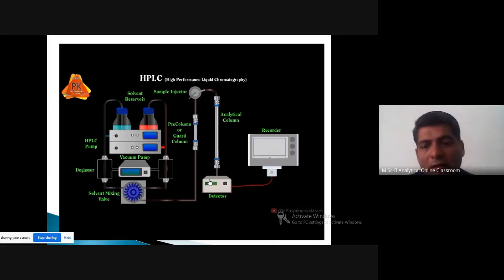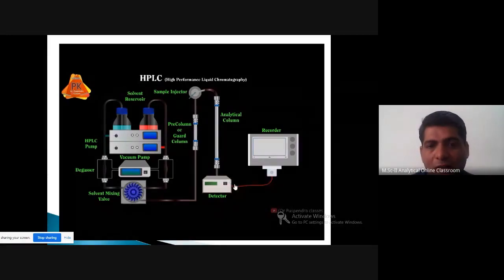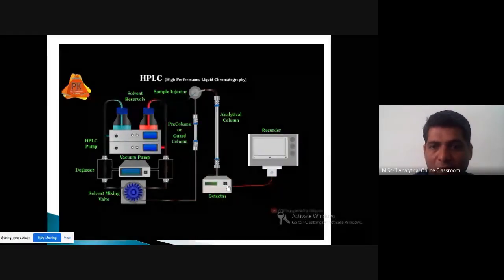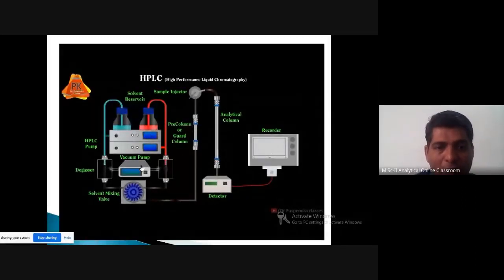So this will detect all the components and it will record. You can see that the solvent is moving, which is taken by the vacuum. Now here is degassing. There may be gases dissolved in the liquid, oxygen or CO2 or some other gas, so it will be taken by the vacuum. So only pure liquid will pass through the system. This is called the degasser process.